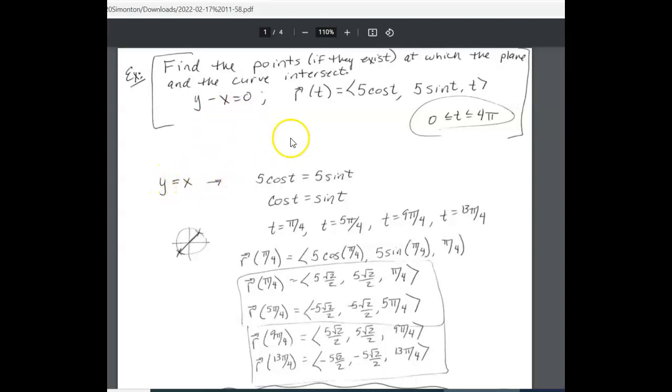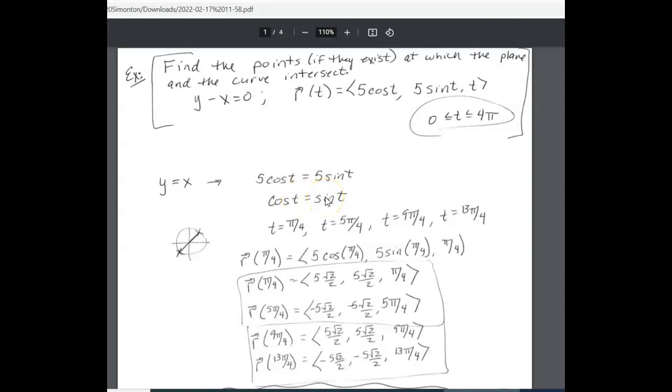So if y equals x, if I look at my vector function, I'm going to set the y and the x functions equal to each other. So 5 cosine t equals 5 sine t. And then I'm going to solve that equation for t. I can divide both sides by 5. That gives me cosine t equals sine t. So I have to find all of the t values between 0 and 4 pi where sine and cosine are equal to each other.